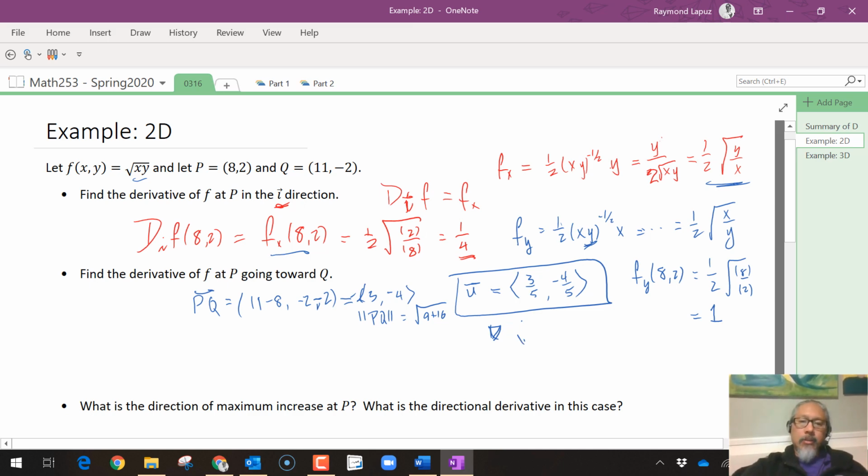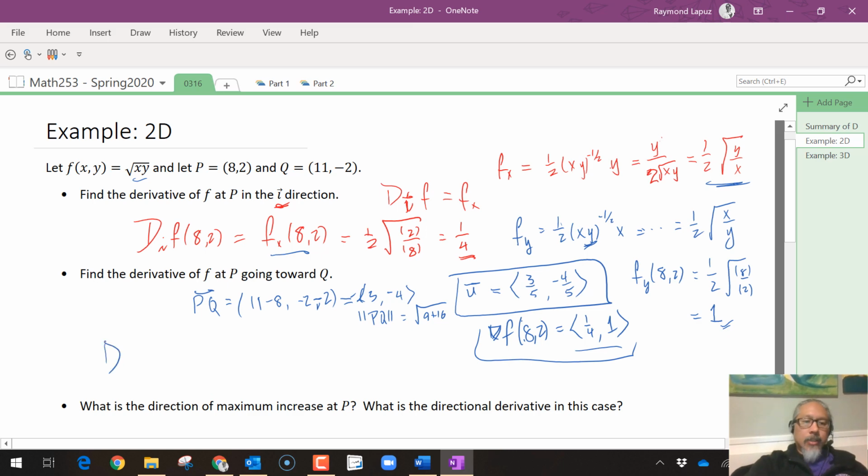We want the gradient evaluated at (8, 2). So that is going to give us the first component, which is 1/4, and the second one that we found with respect to y is going to be 1. So this is your gradient.